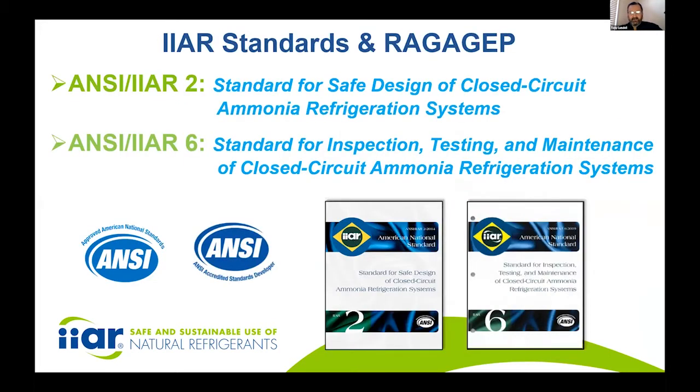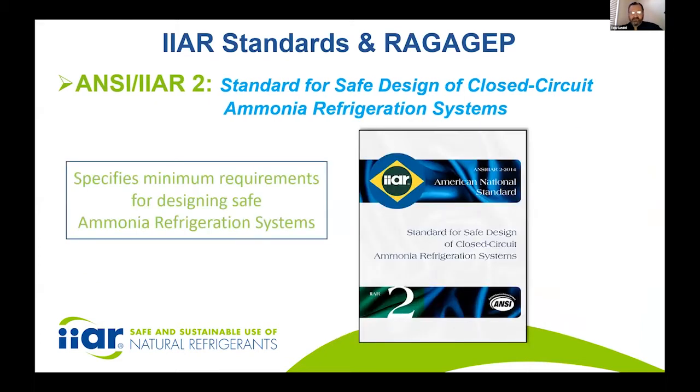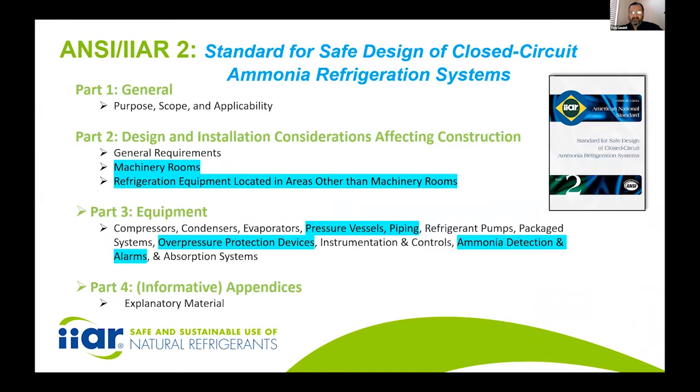So IIAR 2 and 6, as mentioned: IIAR 2 is a standard for safe design, and IIAR 6 is a standard for inspection, testing, and maintenance. What IIAR 2 is about is it specifies minimum requirements for designing safe ammonia refrigeration systems. It's pretty straightforward. IIAR 2 has 4 parts. It starts with a general purpose, scope, and applicability, and then it jumps into design and installation considerations affecting construction.